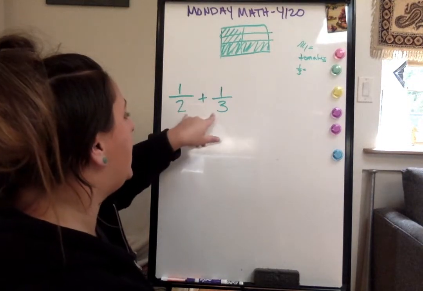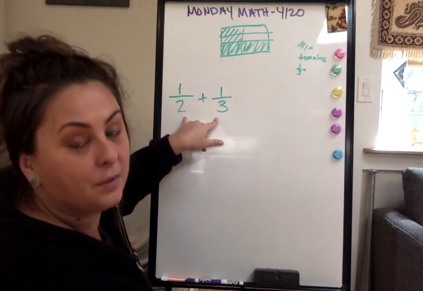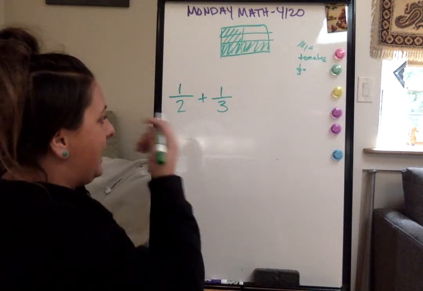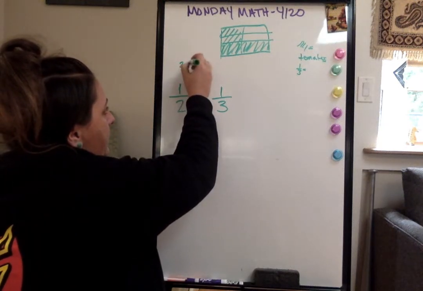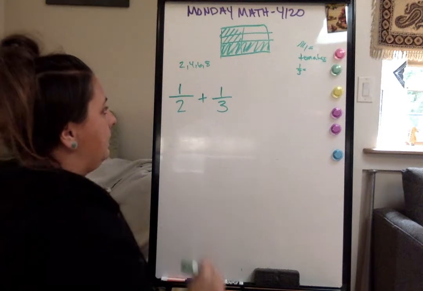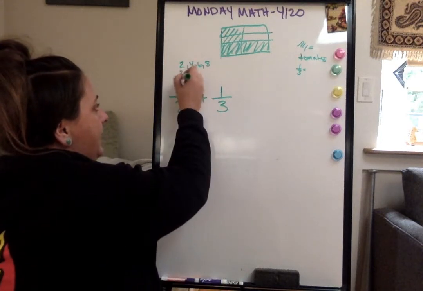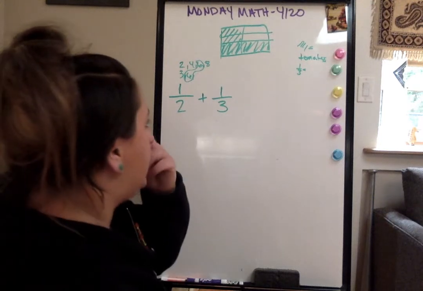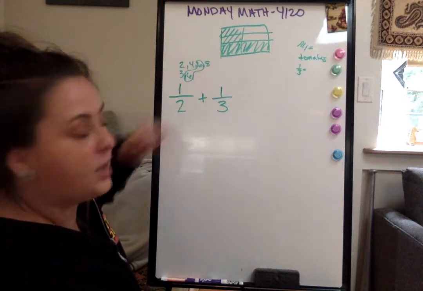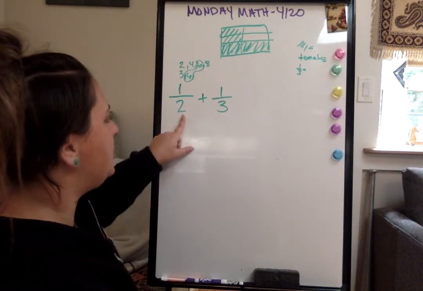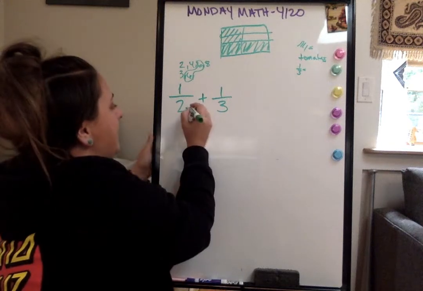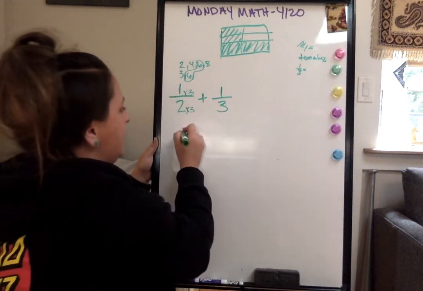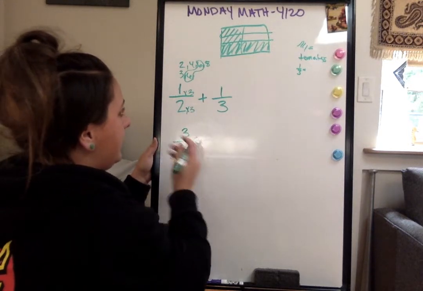So we have to figure out, how do we make these the same? What is a common factor for these? So I might just start by listing it out. 2, 4, 6, 8. Okay. Now I'm going to count by threes. 3, 6. Ooh, look at that. So I know that 6 is a common factor. So how do I make a 2 into a 6? Times it by 3. Whatever I do to the bottom, I do to the top. 1 times 3 is 3. 2 times 3 is 6.